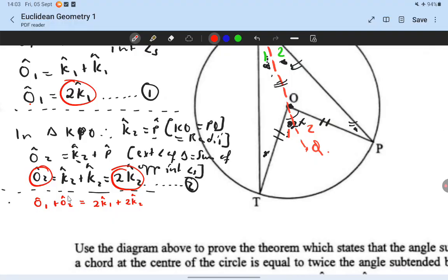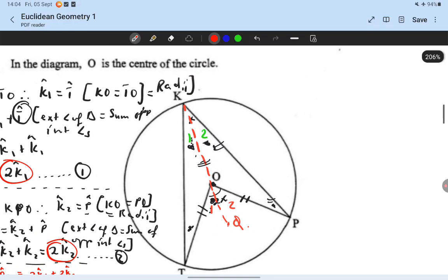So these two are equal. So what is our O1 plus our O2? O1 plus O2, we can see that this is TOP. So angle TOP will be equivalent to 2, and we can factor out K1 plus K2. But what is our K1 plus K2? You can see that K1 plus K2 gives us TKP. Can you see that? TKP is given by that.